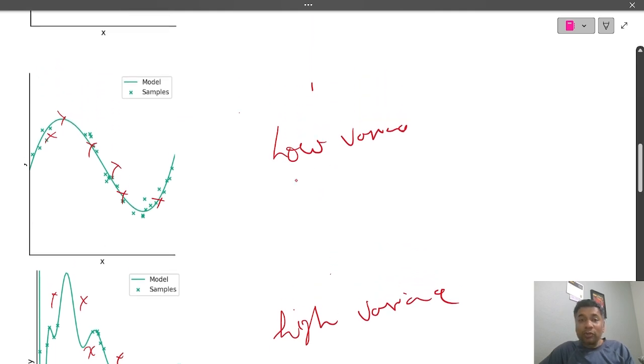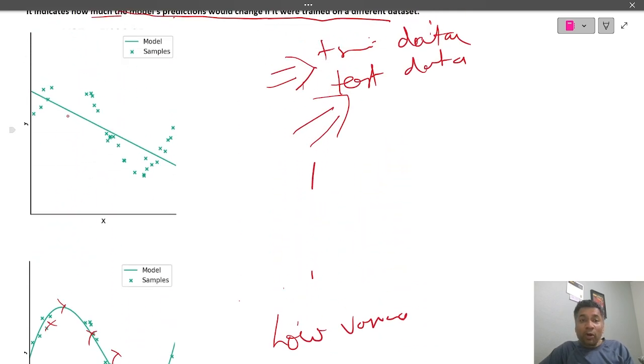Right, now let's go back to our first one. In this one, the model is too naive and it is not capturing the training data set well, and it will not capture the test data very well either. So in this case, the prediction was not good with the test data, and the model's prediction was not good with the train data as well.